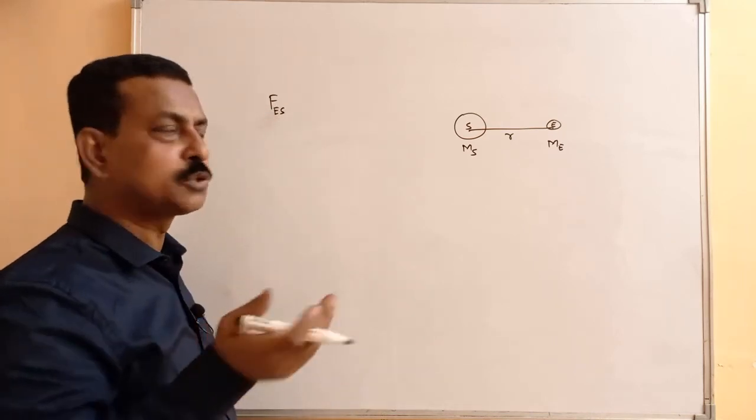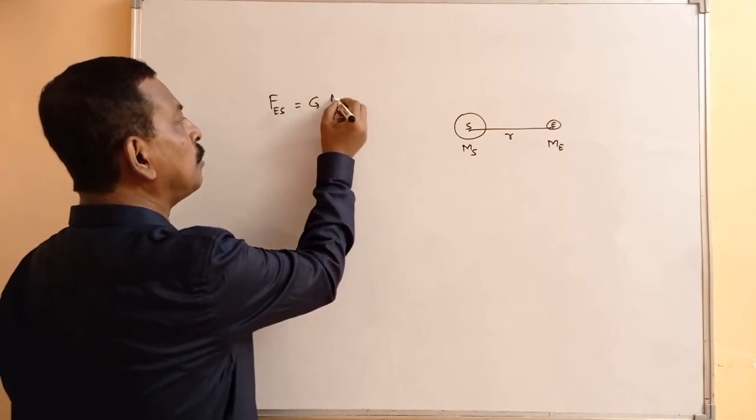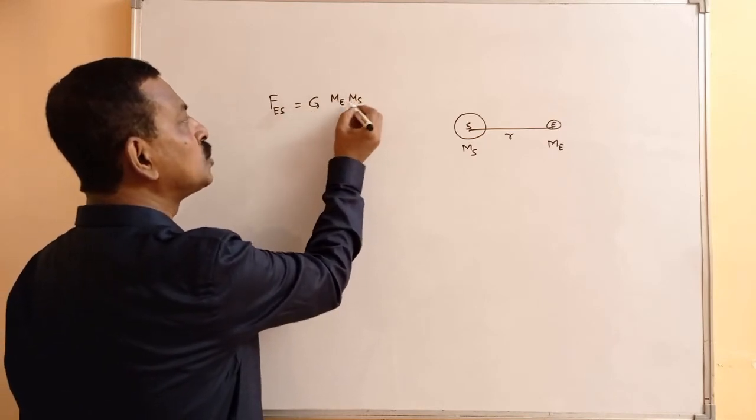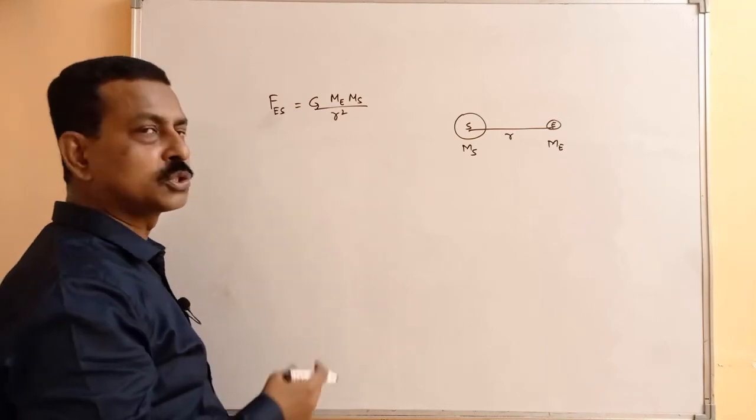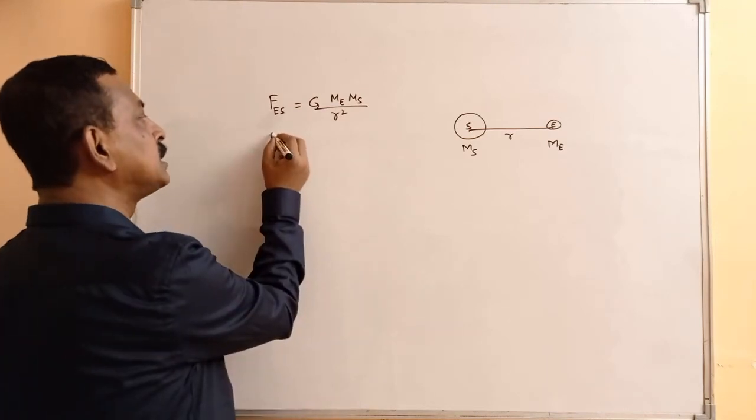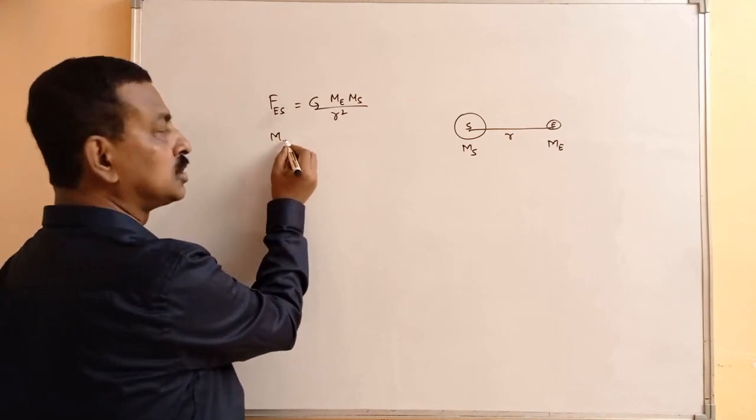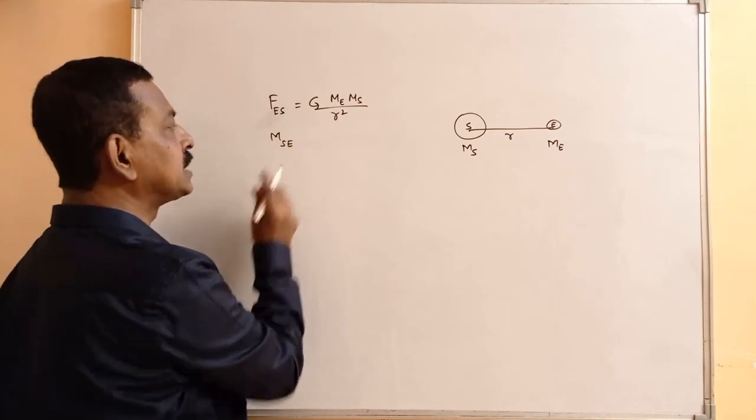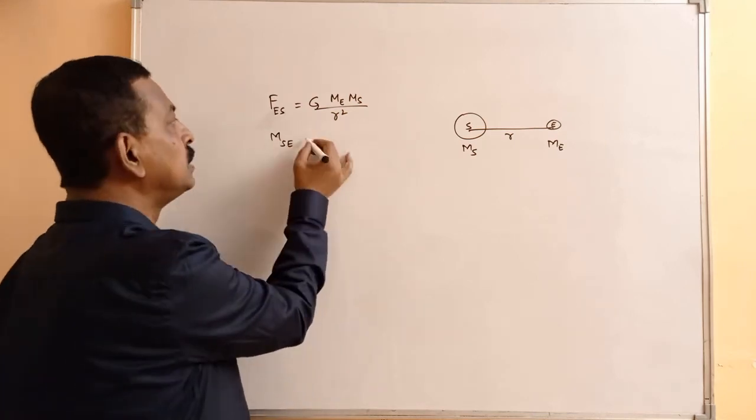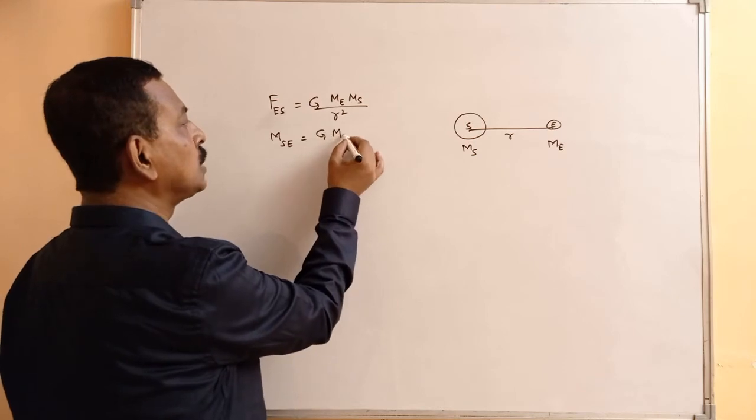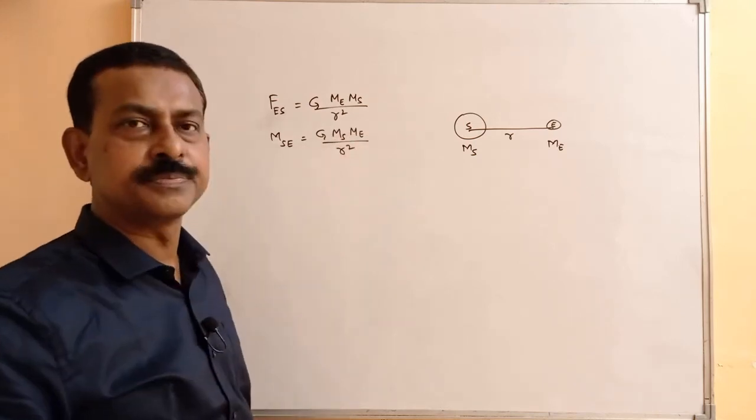F_ES is the force experienced by Earth due to Sun. So this is G, mass of Earth, mass of Sun, divided by the square of the distance, that is R square there. If I consider the force exerted by Earth on Sun, we can write it as F_SE, experienced by Sun due to Earth. So this is G, mass of Sun, mass of Earth, divided by the square of the distance.